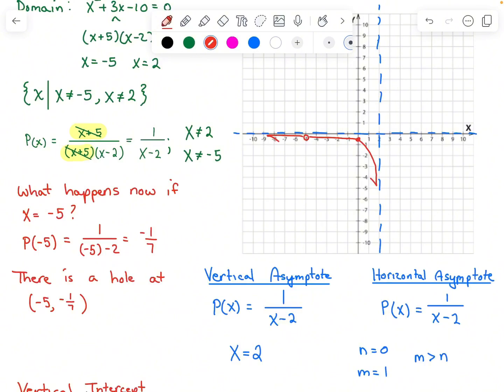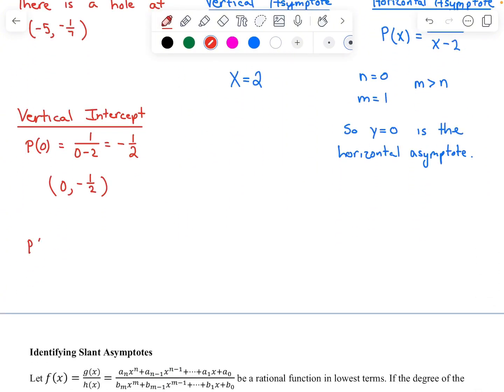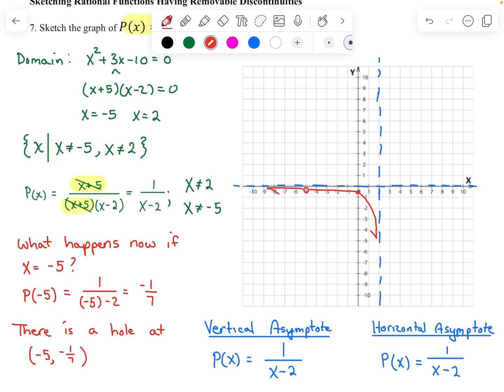Now we're going to pick a point to the right of the vertical asymptote to see where the graph lies. I'm going to pick the coordinate x = 3. So p of 3 is equal to 1 divided by (3 - 2), which is equal to 1. So the graph crosses through the point (3, 1). I'm going to place a point at (3, 1). So the graph is going to approach the vertical asymptote like such, and then approach the horizontal asymptote just like that.